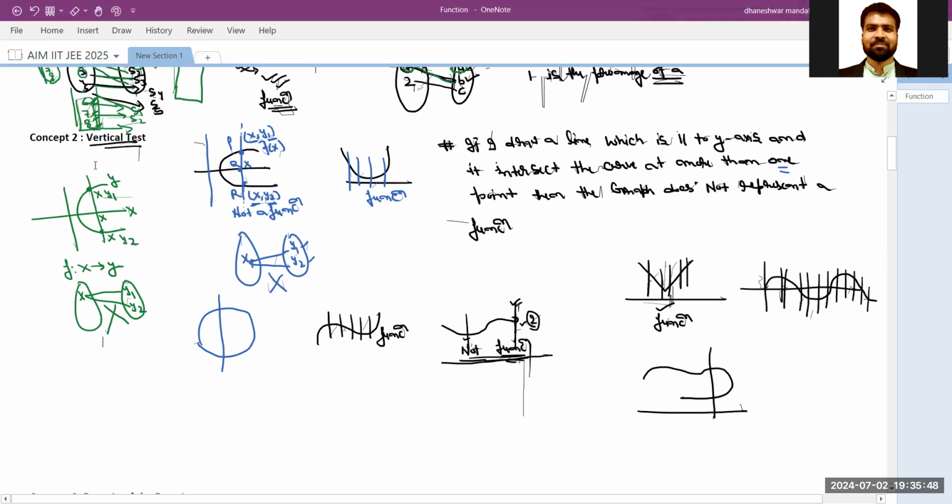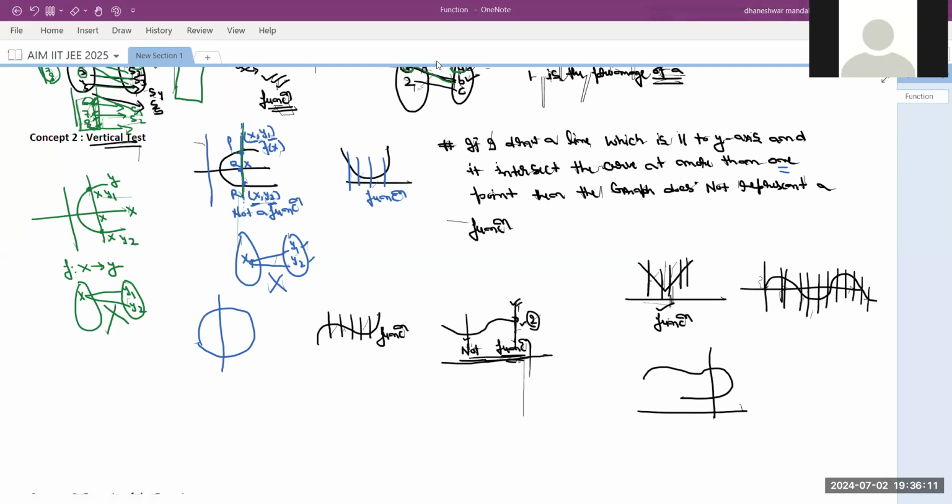That's why the vertical line test says: if we draw any vertical line and it intersects the curve at more than 1 point, it means 2 points are there, 3 points will be there, 4 points will be there, then this graph is not a function. Is this clear now, Akhilesh?